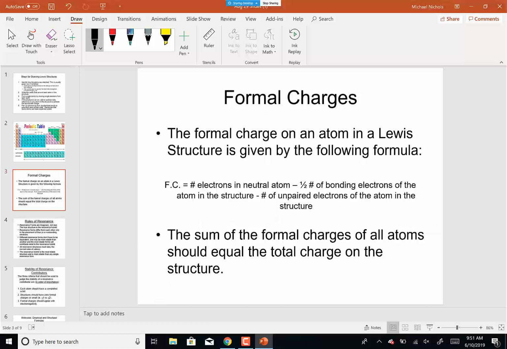So our formal charges then, this is another slide. So here's the formula: number of electrons in the neutral atom minus 1/2 the bonding electrons, and then minus the number of unpaired electrons. And the sum of the formal charges has to equal the overall charge of the molecule. In this case, that was 0. It was a neutral molecule, so the formal charges have to add up to 0. If they don't, you got something wrong. We'll come back to that structure in a minute.